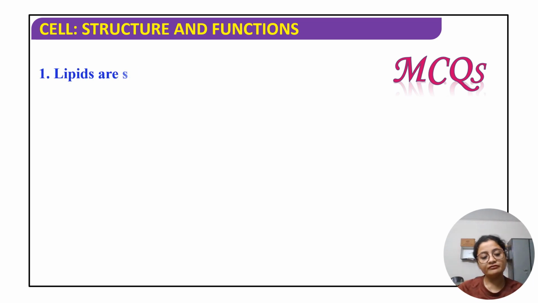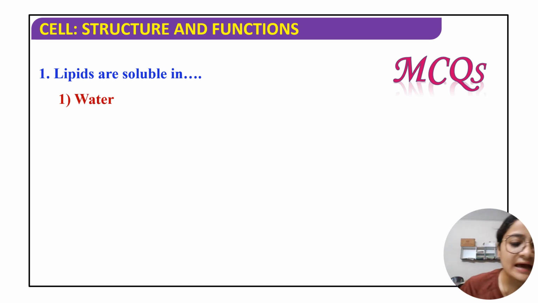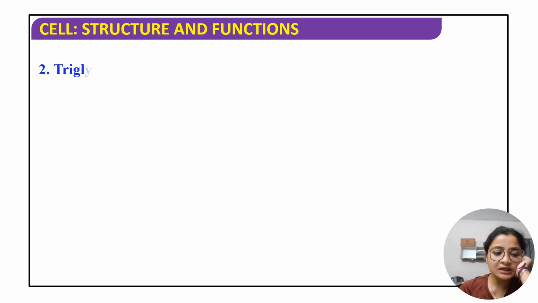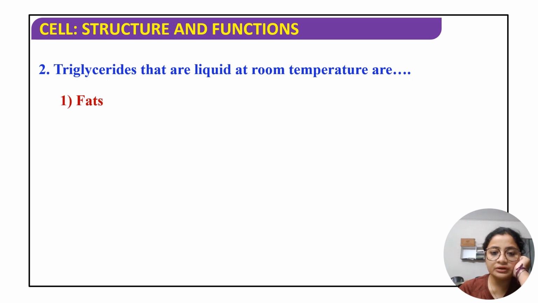Now we have come to the end of this topic, so we will be discussing the MCQs regarding lipids and heterocyclic compounds. The first MCQ that we have, lipids are soluble in, obviously not water, it will be organic solvent. So the right option will be option number 2. Second MCQ, triglycerides that are liquid at room temperature will be obviously oils, isn't it? So the right option will be 2.